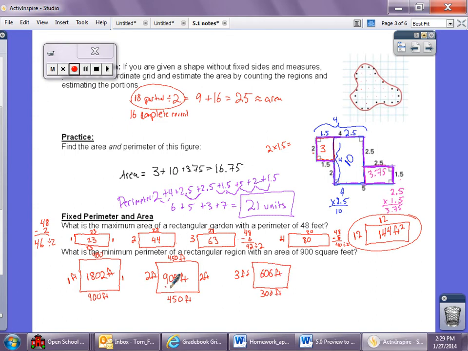Well, if we notice that the perimeter is going down in each of these, I can continue and look at 4 feet by 900 divided by 4, which gives me 225 feet. Well, that's going to give me 450 plus 8, 458 feet. The perimeter is going down, so the minimum perimeter of a rectangular region with the area of 900.